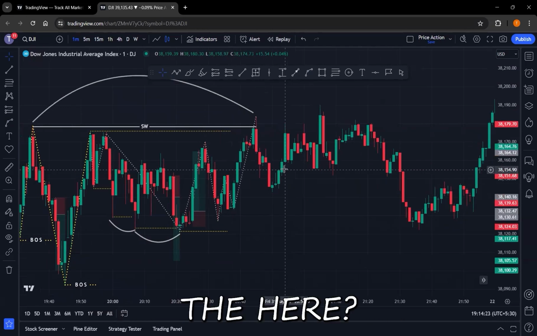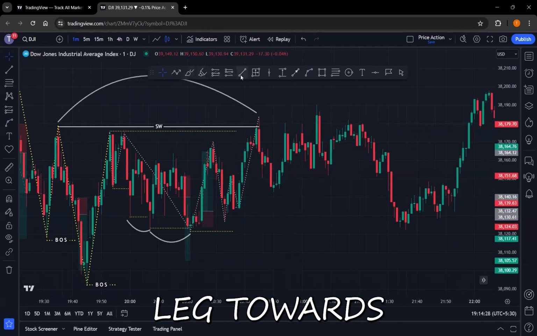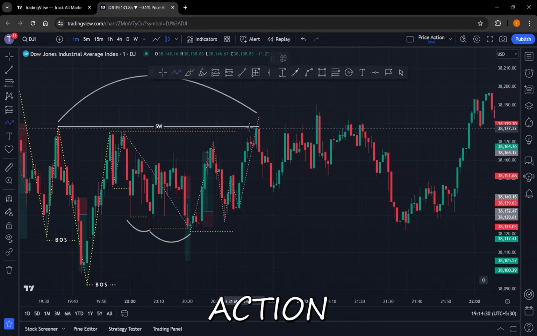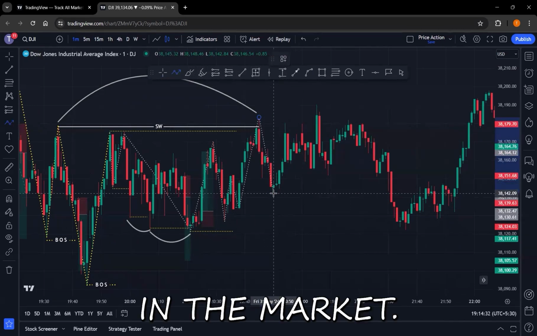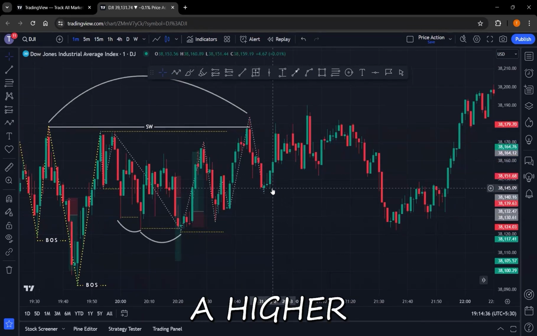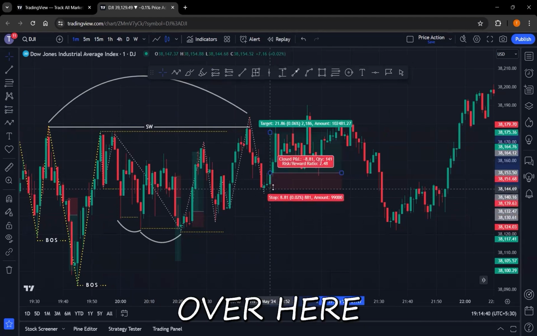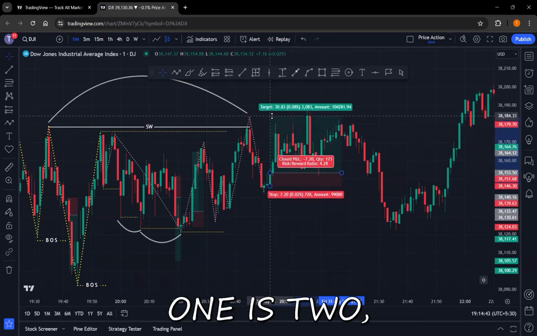So what happened from here? The price started moving towards the upside and then finally tried to give us a single leg towards the downside. So this is how the price action was created. The price gave us a single sell leg in the market, and then finally the price again tried to give us a higher low in the market, from where we can take a small buy over here and put the stop loss over here on the previous candle, and then target 1:3 over here.